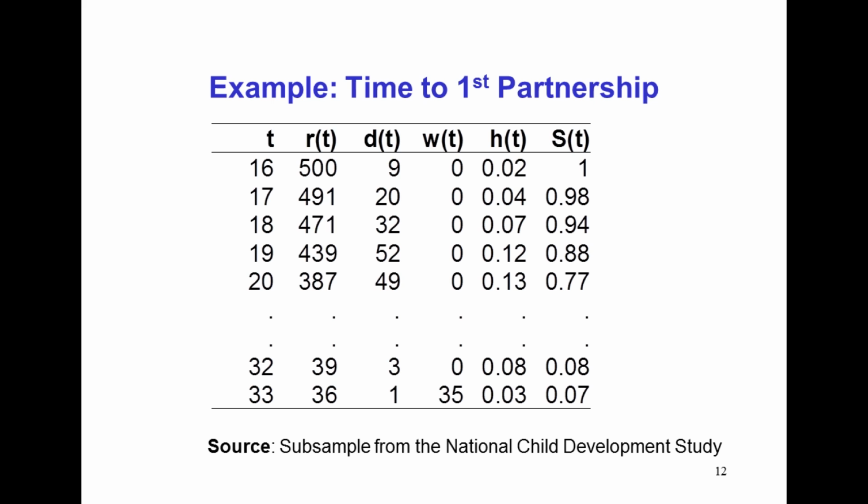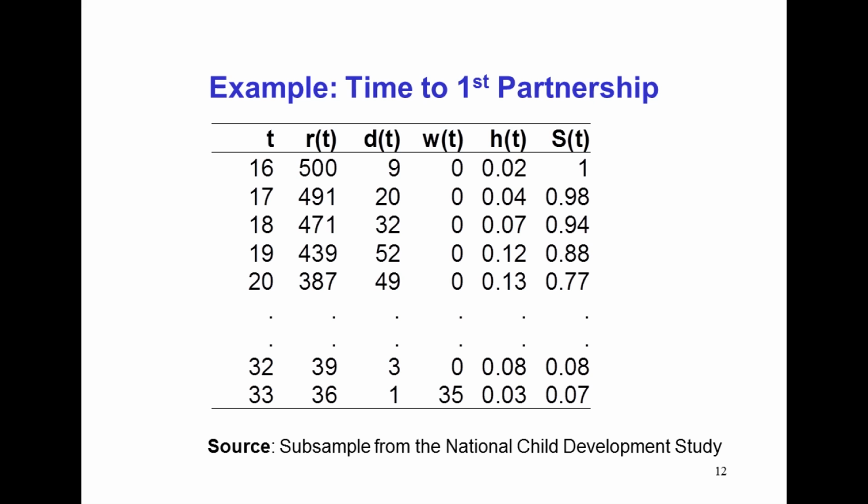So RT is the number you start with, and then this is the number who have the event. We've got 9 people who get married or start cohabiting between their 16th and 17th birthdays. So it's before the 17th birthday, because that's the next interval. Then moving on to age 17, we now have 491 left, so 500 minus 9. The number at risk is obviously going down as people experience the event. We don't have any censoring in this case, because of the design of the study, until we get to age 33, because everybody is followed up to age 33.